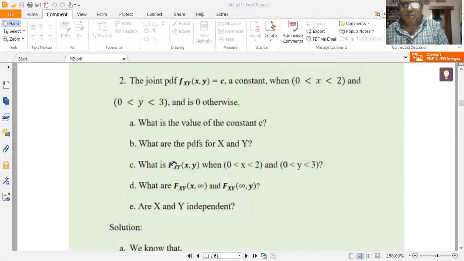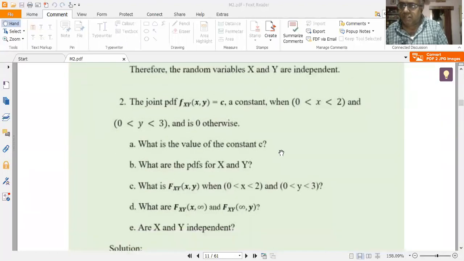So five parts are there in this problem. I have to find the constant c value, and I have to find the PDFs of x and y. That is, I have to calculate the marginal PDFs of x and y. I have to find the CDF F_XY(x, y) when 0 < x < 2 and 0 < y < 3. So I have to find the joint CDF or the bivariate CDF. Then I have to find the marginal CDFs, F_XY(x, infinity) and F_XY(infinity, y). Then I have to check if x and y are independent.